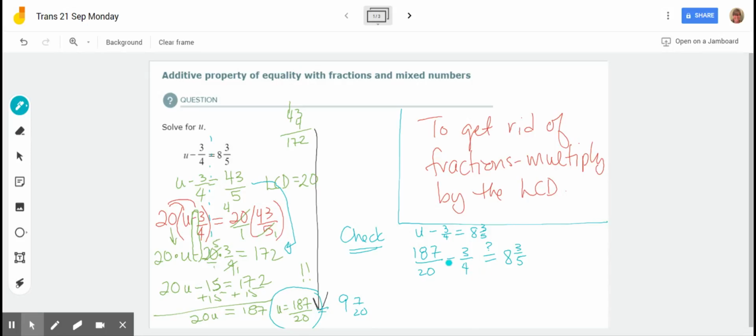So we need to get a common denominator on this side. So that is 20. So we're going to multiply this fraction by 5 over 5, which is just another form of 1. Okay. And we are going to get negative 15 over 20. And we are going to get 187 over 20. We just carry it down. Okay, carry it down. Equals, does it equal 8 3/5? Did we do this problem correctly? Well, 187 minus 15 is 100.